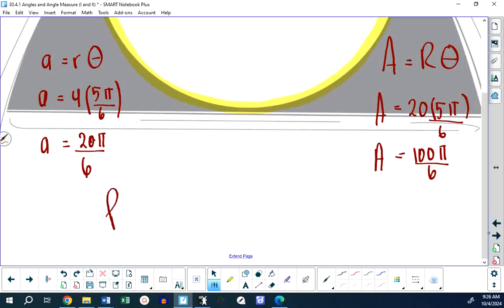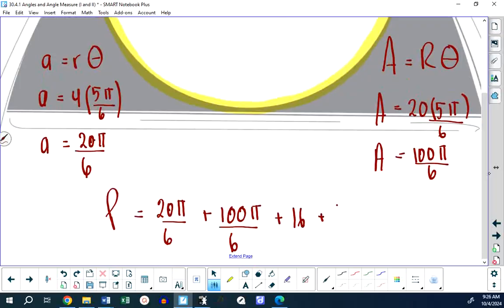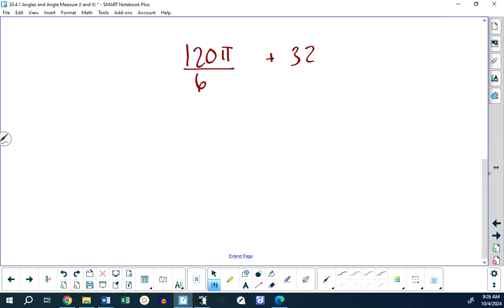Let's get our perimeter here. Our perimeter is 20 pi over 6 plus the 100 pi over 6 plus the 16 for the left-hand piece and the 16 for the right-hand piece, and we can put them together. This is 120 pi over 6. This is 32. 120 pi over 6 is 20 pi plus 32. 120 divided by 6 is 20, last time I checked.